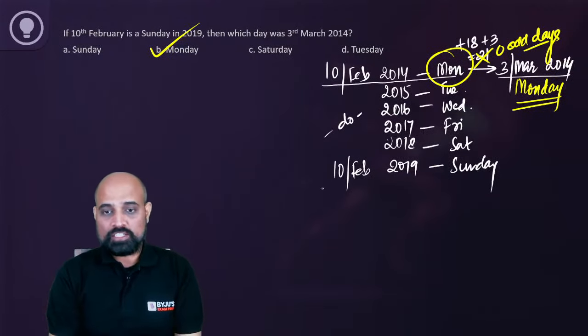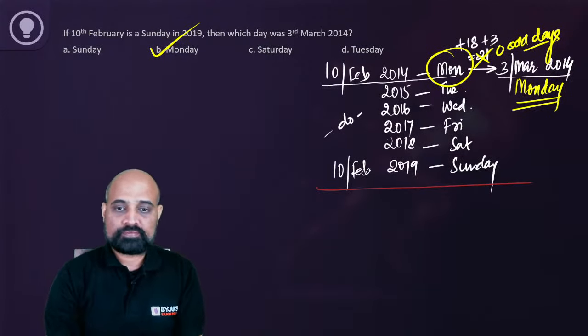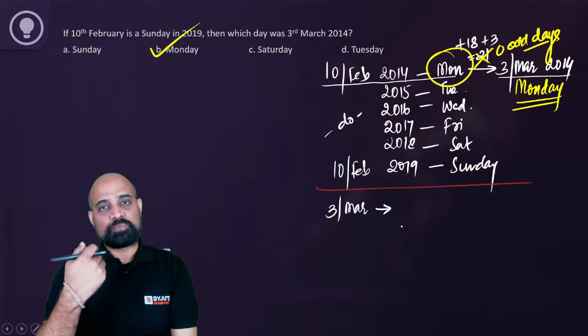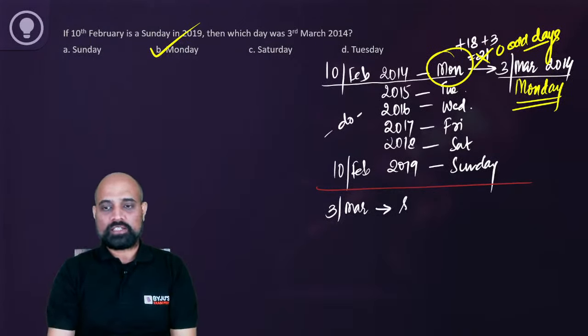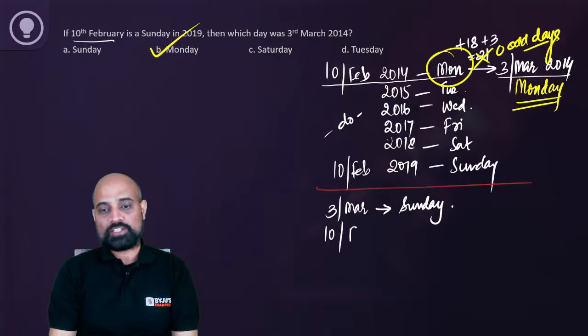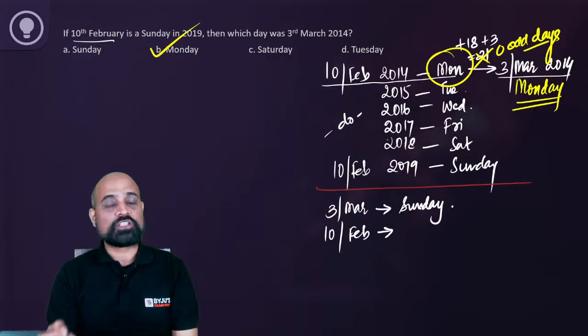Bajaj ji, the other approach is, आप क्या करोगे? You will assume that 3rd of March is a particular day. कौन सा? आपके ऊपर है. मेरे को मन कर रहा है इधर को संडे रखने का. If 3rd March is Sunday, then what will be 10th February? So I will go to 10th of February and try to find out which day it is.